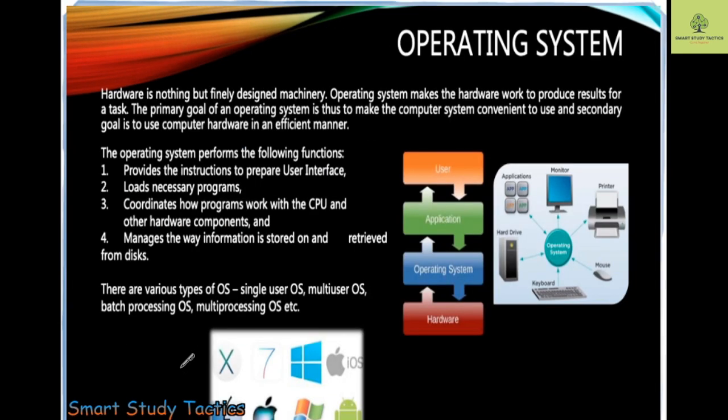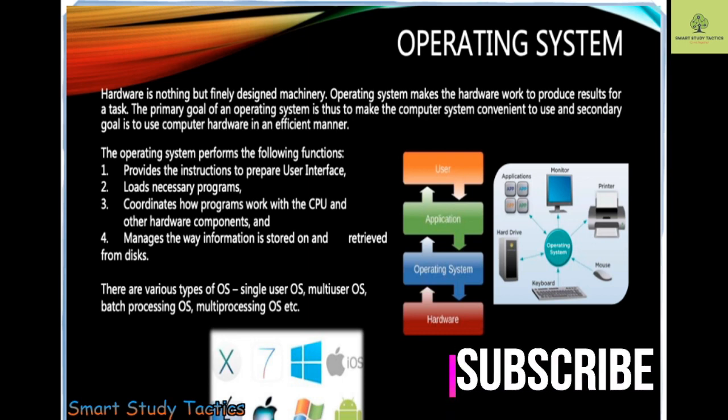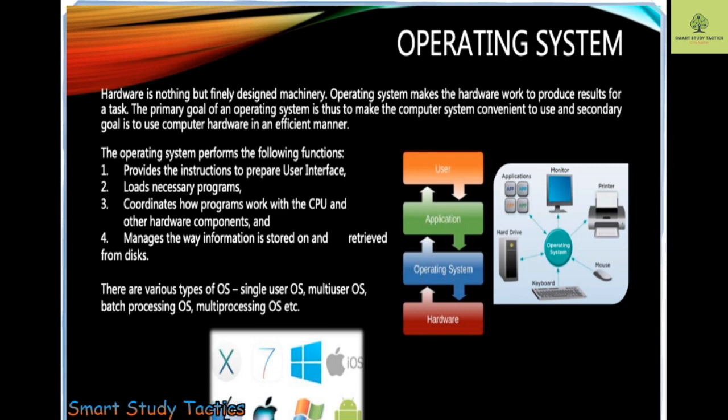So first of all, what is the operating system? In simple lines, please listen to the words carefully. In simple lines, I want to explain. Operating system is the way to make the interface between human and machine. I'm repeating again. Operating system is the way to make the interface between human and machine. Okay. So, with one example, I want to tell you.